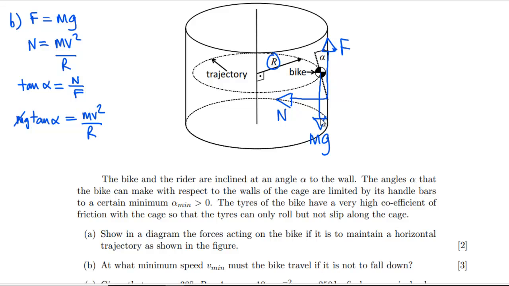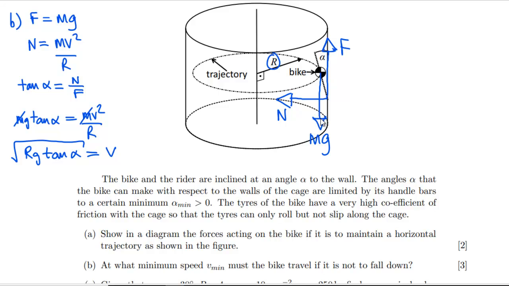And cancel the m's. Just wondering why this is going to be a v min. What's the v min? We just seem to have a v here. For a particular alpha, why is that going to be a v min if it's not going to fall down? So anyway, we got r g tan alpha, square root of that is equal to our v.